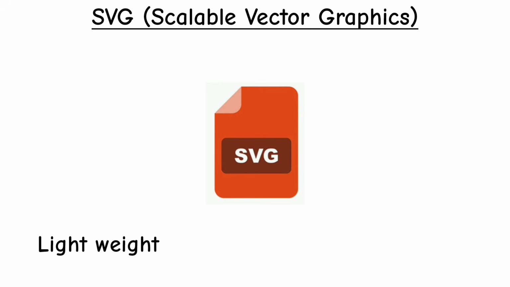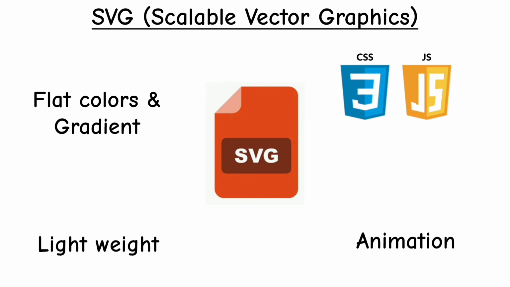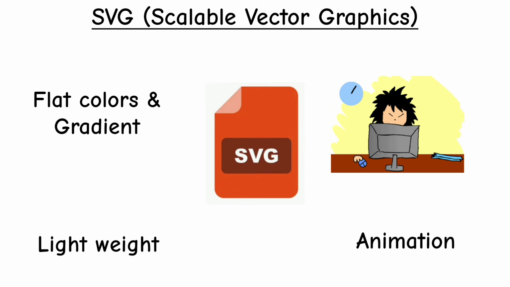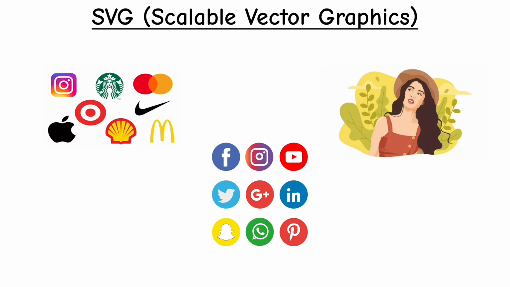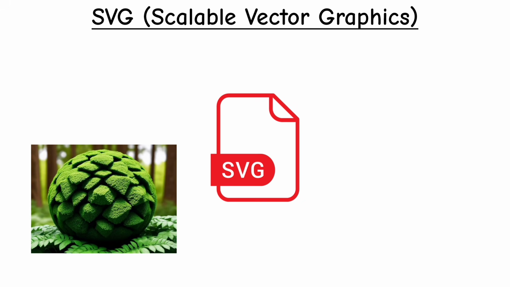They're lightweight too. SVG supports flat colors and gradients, but it can also handle interactivity and animation through CSS or JavaScript. The biggest advantage is scalability and editability, which is why logos, icons, and illustrations for the web are often saved in SVG. However, SVG isn't suited for complex photographs, since it doesn't store pixel-level detail like a JPEG or PNG.